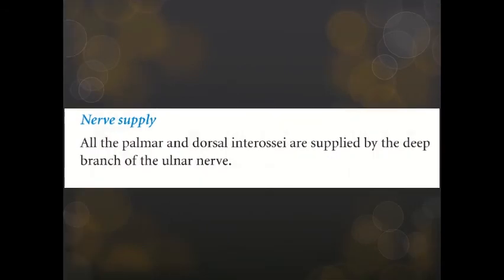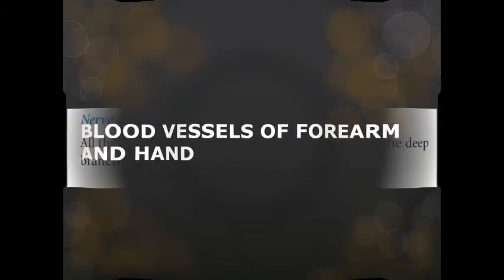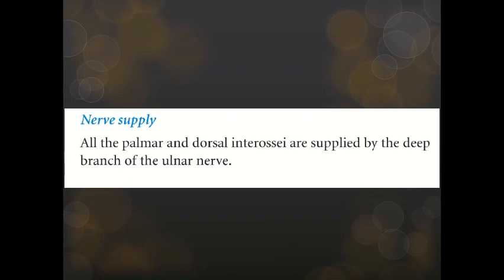All palmar interossei and dorsal interossei are supplied by the deep branch of the ulnar nerve. So far we have seen that the 3 hypothenar muscles are supplied by the deep branch of the ulnar nerve. Adductor pollicis is also supplied by the deep branch of the ulnar nerve. Whereas the first and second lumbricals are supplied by the median nerve, the third and fourth lumbricals are supplied by the deep branch of the ulnar nerve. The 4 dorsal interossei and 4 palmar interossei, meaning 8 muscles, are all supplied by the deep branch of the ulnar nerve. So that is about the intrinsic muscles of the hand.